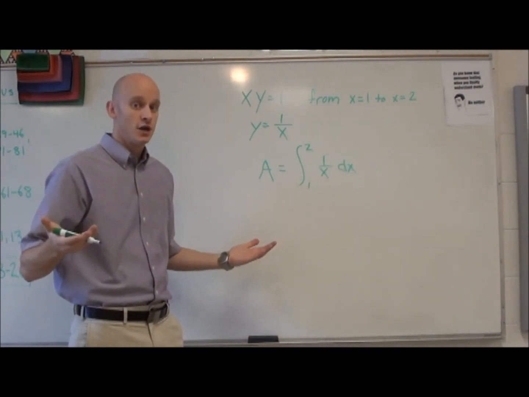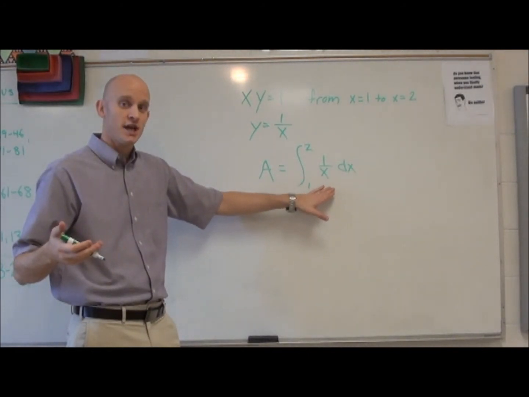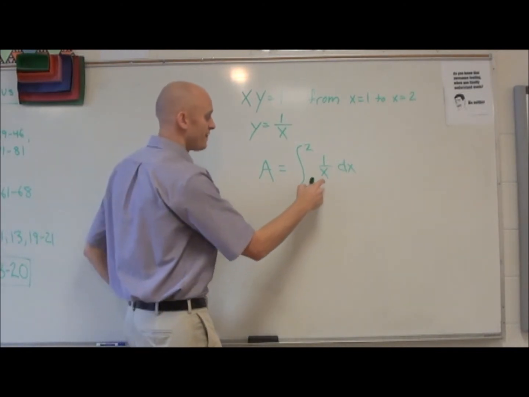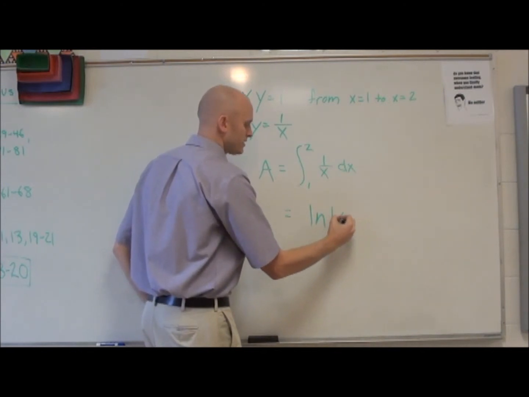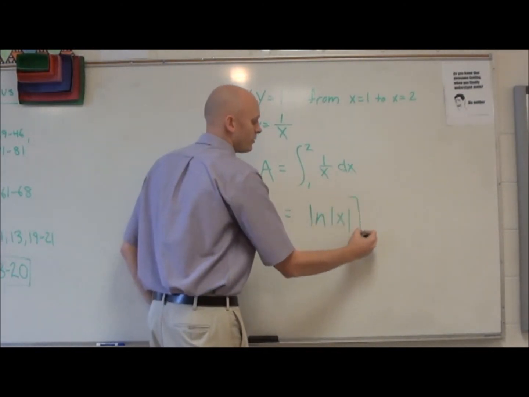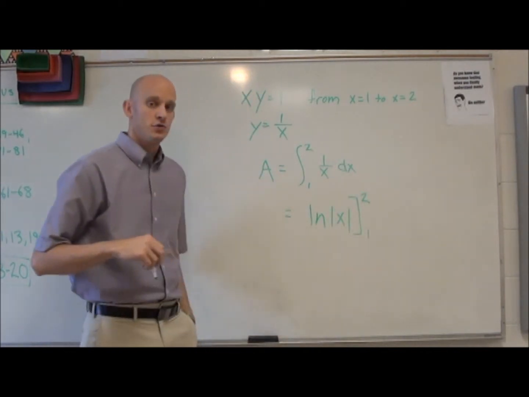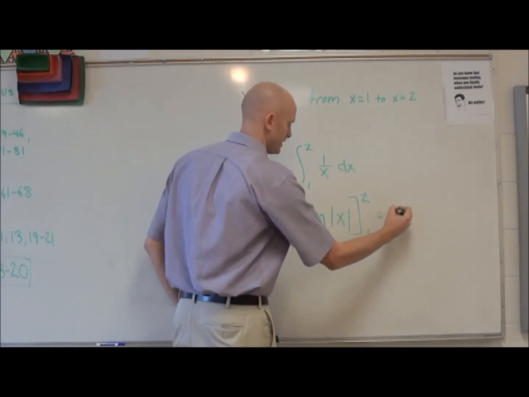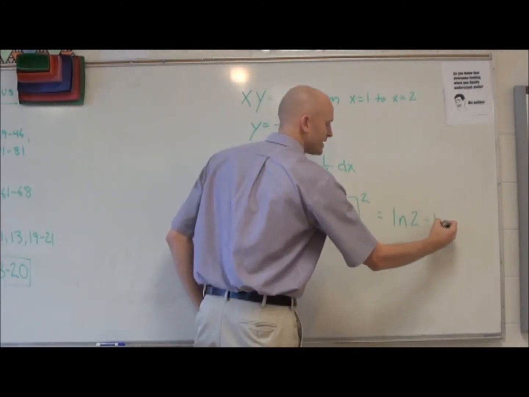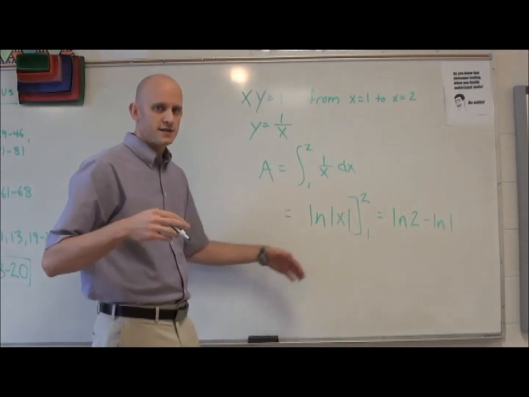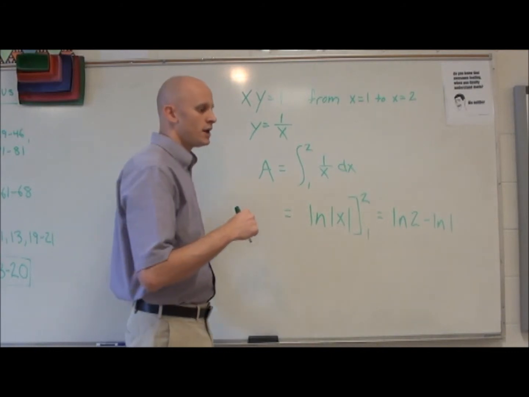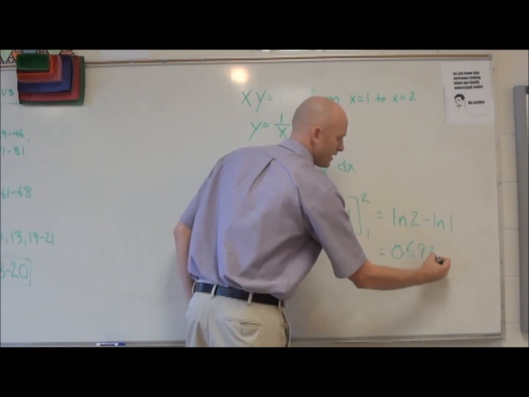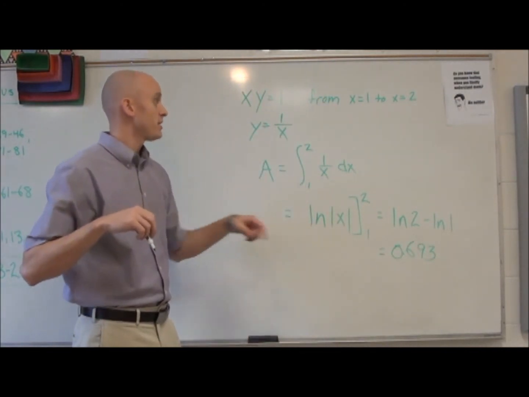Now using what you have just learned, you can now anti-differentiate this. So we can find the antiderivative, and you know using the fundamental theorem of calculus that this is the natural log of the absolute value of x, evaluated from 1 to 2. Now, we can go ahead and use the fundamental theorem of calculus here and say that this is the natural log of 2 minus the natural log of 1. And that is something that you would type in the calculator and get an answer. I believe the answer should be about 0.693. That is correct to 3 decimal places.